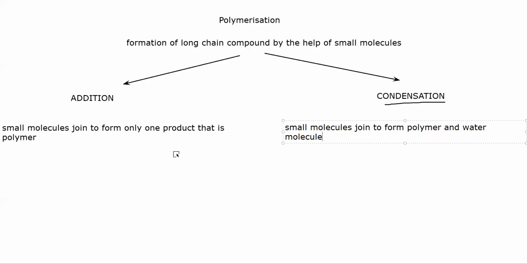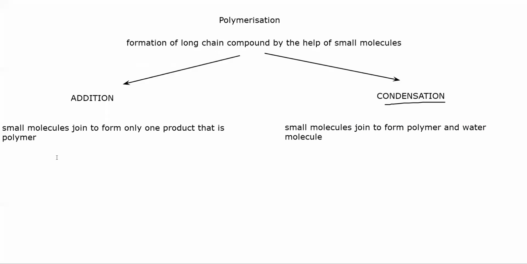If we have an example of small molecules, we'll discuss this in detail, the difference between addition and condensation. First, copy this part. Polymerization is the formation of a long chain compound by the help of small molecules. If only a polymer is formed, that kind of polymerization is known as addition polymerization. And if a polymer is formed as well as a water molecule is given off, that kind of polymerization is known as condensation polymerization.